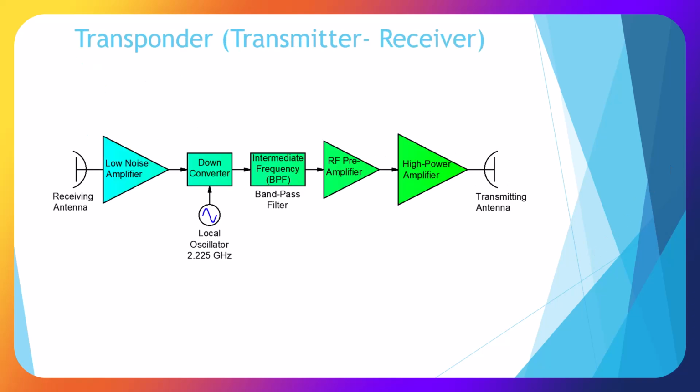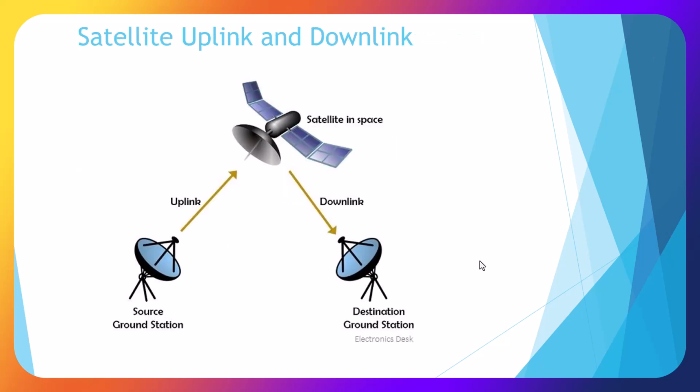Here's a diagram of a transponder, transmitter, and receiver on a satellite. So we have a receiving antenna, a low noise amplifier, an LNA, a down converter, intermediate frequency, a bandpass filter, an RF pre-filter, and a high power amplifier. And these frequencies usually are different between receiving and sending. There's a diagram of an uplink coming from the source and a downlink from the satellite to the ground.